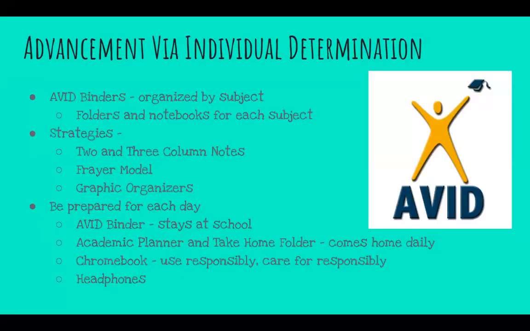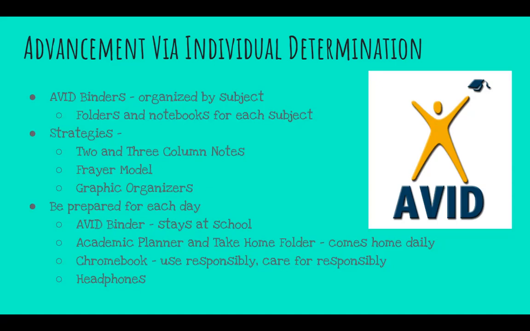In fourth grade, new this year for your child, students will be having an AVID binder at school. This is organized by each subject area. We have a folder for each subject with a notebook. Students will not be bringing these AVID binders home unless they are home due to being sick. Then we might send it home with them, but the AVID binder contains everything that they need for every subject throughout the day. Also, we work on a variety of strategies. So we'll work on 2 and 3 column notes, use a variety of graphic organizers, and the Frayer model as we learn and grow in each subject.